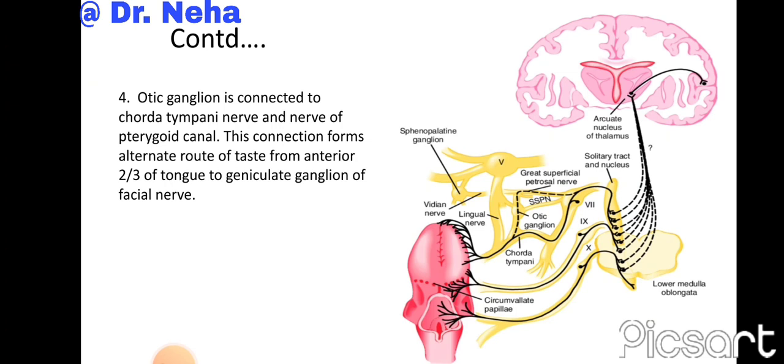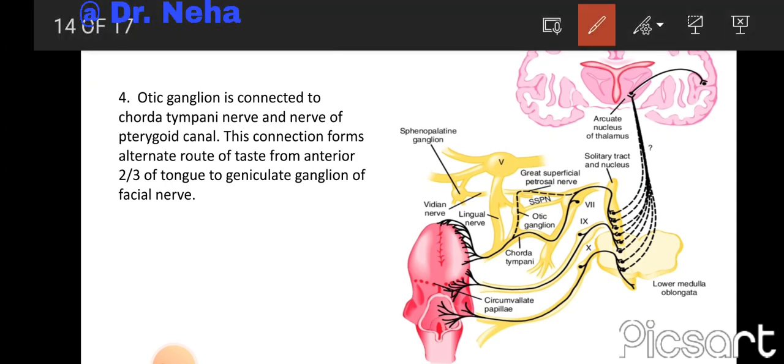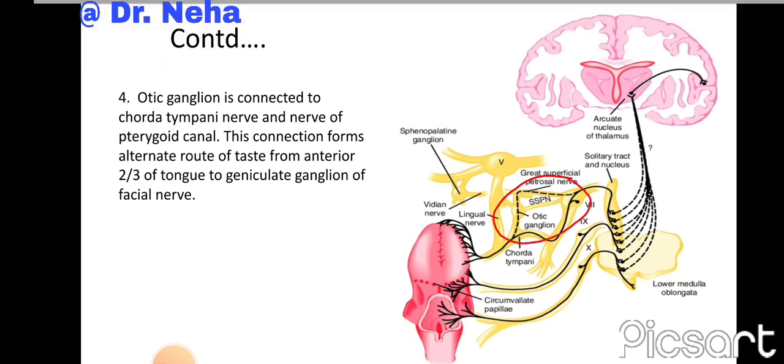This connection forms an alternate route of taste from the anterior two-thirds of the tongue to the geniculate ganglion of the facial nerve. So in the diagram we can see this dotted line is showing the alternate path of taste sensations from the anterior two-thirds of the tongue.